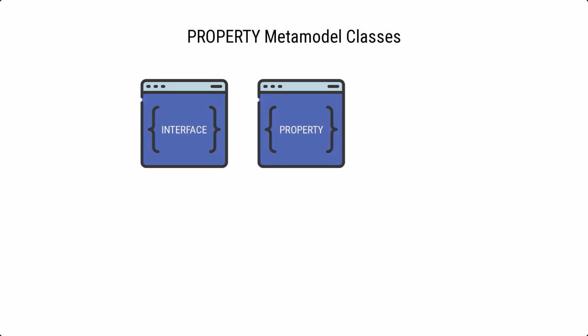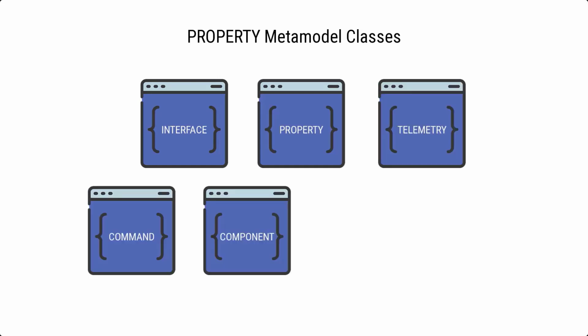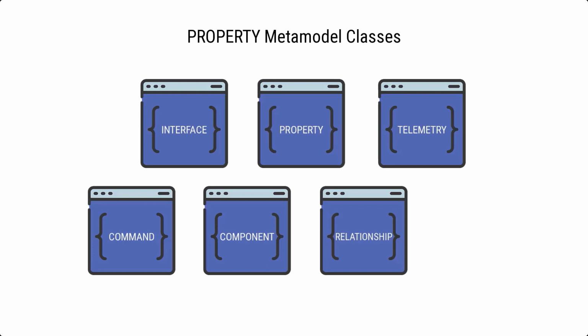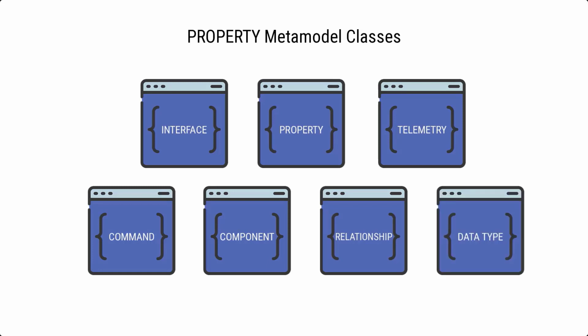DTDL is composed of 7 primary Metamodel classes: the interface, property, telemetry, command, component, relationship, and data type classes. First, we will explore each Metamodel class, explain its structure, and give examples of how they can be used to digitally represent elements of a real-world entity. Later in the video, I will demonstrate how to combine these elements into a complete digital model of a complex object. Let's start by looking at the property Metamodel class.